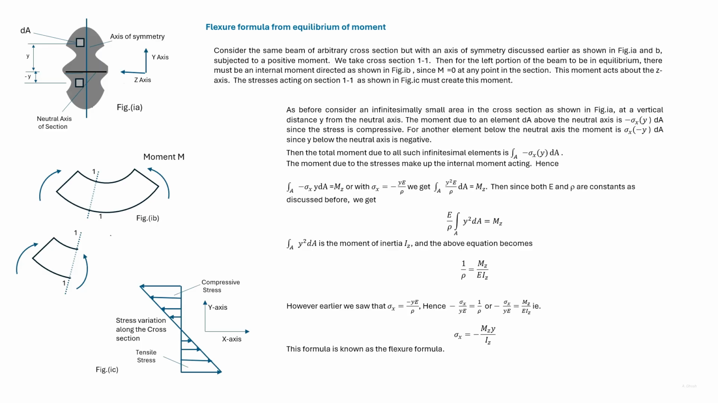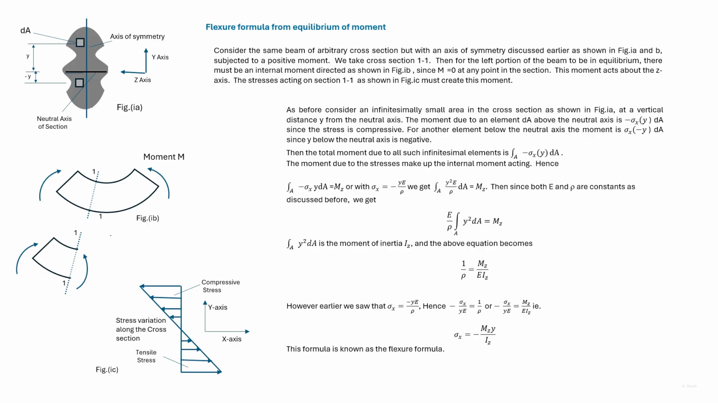Earlier we took a beam subjected to pure bending. We then took a section of the beam and considered equilibrium of horizontal forces. Using equilibrium of horizontal forces, we found out the position of the neutral axis. Here we consider equilibrium of moment of the same case.